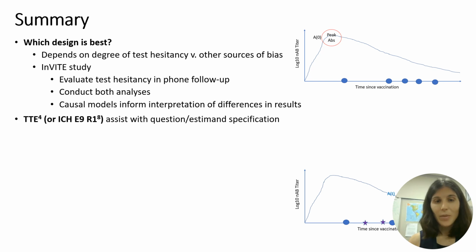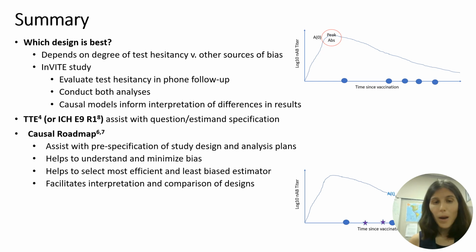The target trial emulation framework can help us with the causal question and the estimand, that is the answer to that question. And then the causal roadmap can help us to pre-specify the rest of our study design and analysis plans, help us to understand and minimize potential biases, and help us to select the most efficient and least biased estimator, and ultimately facilitate interpretation and comparison of these different designs.